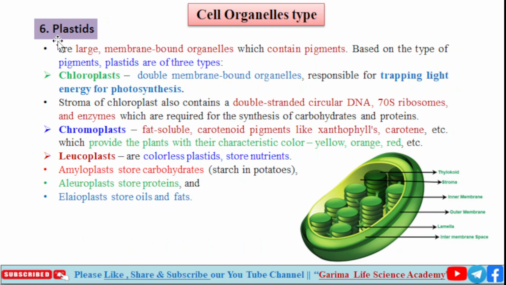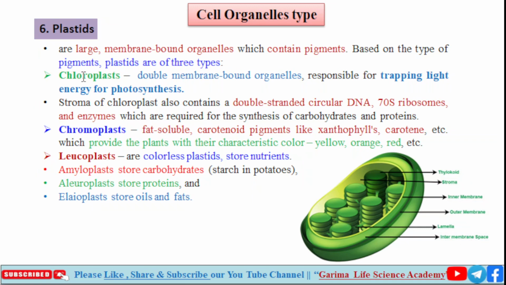Our sixth organelle is plastid. Plastids are large membrane bound organelles which contain pigments. Based on the type of pigments, plastids are of three types. First one is chloroplast, second one is chromoplast and third is leucoplast. We are going to study them one by one.